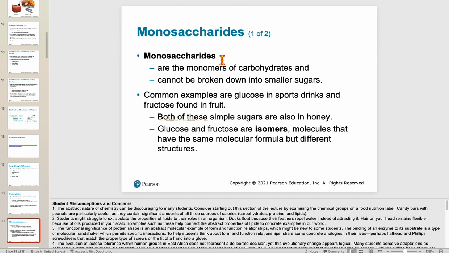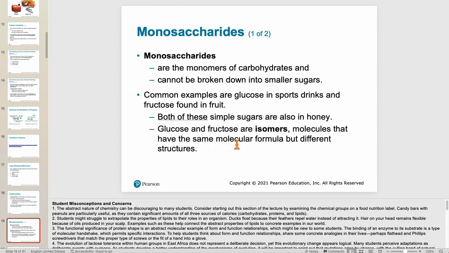So here we have monosaccharides. Monosaccharides are simple sugars. So glucose is an example of a monosaccharide. Fructose is an example of a monosaccharide. So in this slide, you see glucose found in our sports drinks, and we see fructose found in fruit. So even if you're a diabetic and you're not supposed to have glucose, there are some people who overdo it by having too much fructose. And fructose does get converted to glucose in the body. So if you're a diabetic, you should not be eating too much fruit.